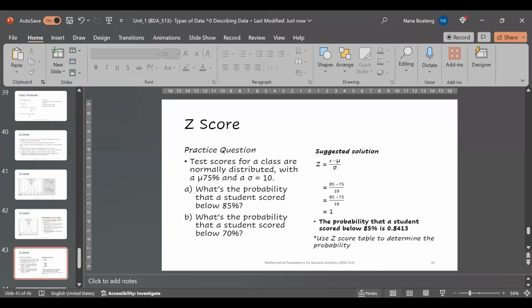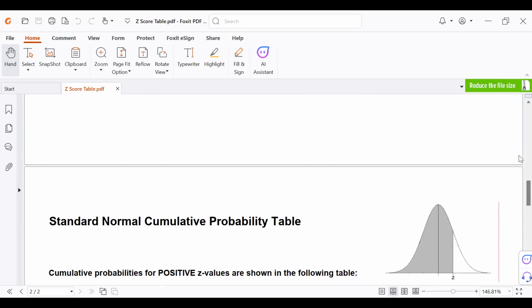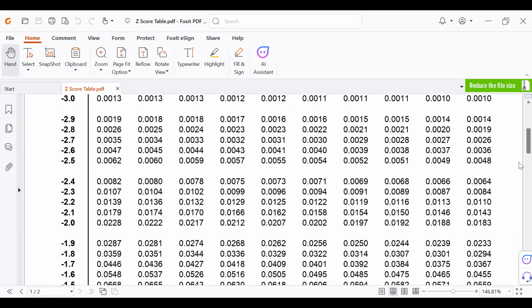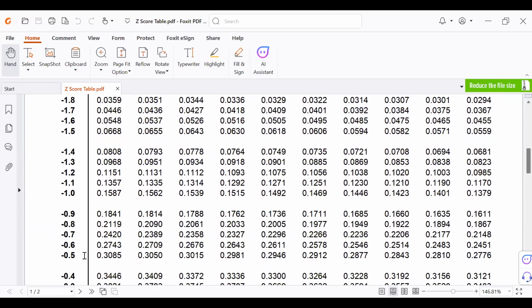So when you go to the z-score, you went to the negative. Good. And then you went to 0.5. So where do we have it? It's here, isn't it? Yes. So 0.3085. Okay, so that is it. So the probability that somebody scored below 70% is 30.6% or 31%.